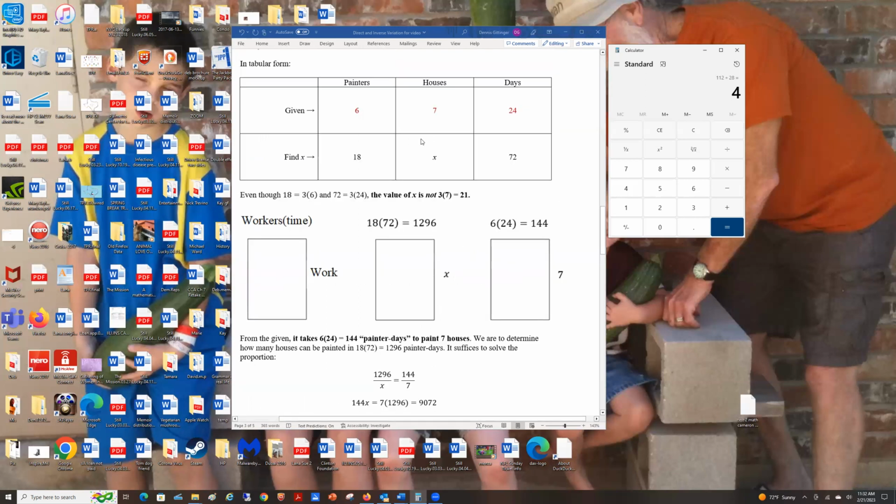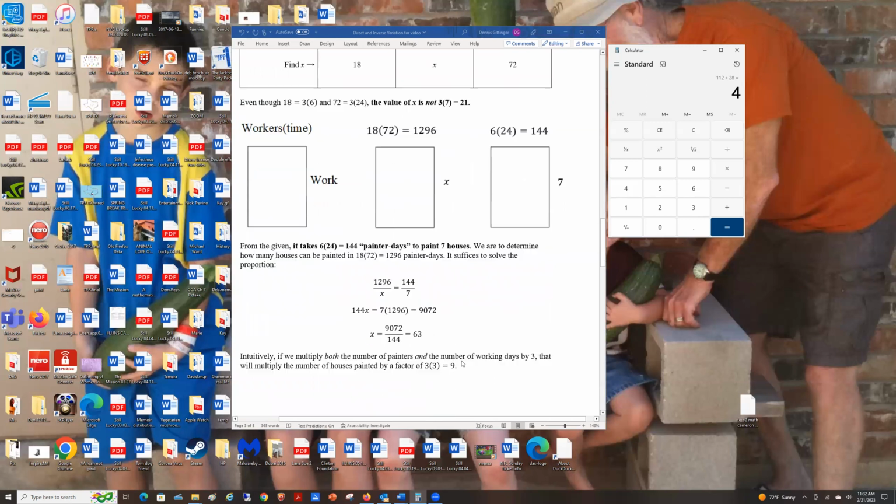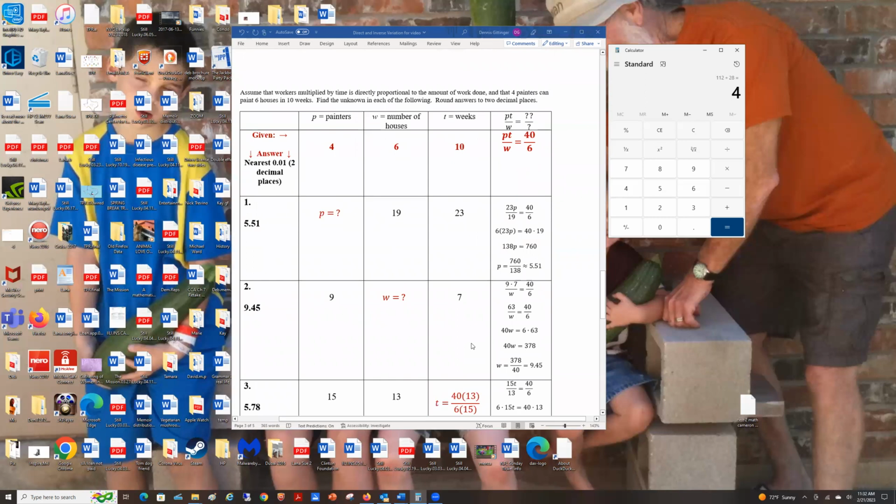And here's the logic behind it. If you triple the number of painters and you triple the time, that is going to increase the number of houses by not just 3, but 3 times 3, which is 9. And of course, 9 times 7 is indeed 63. I'm hoping that this is going to give your intuition a boost.